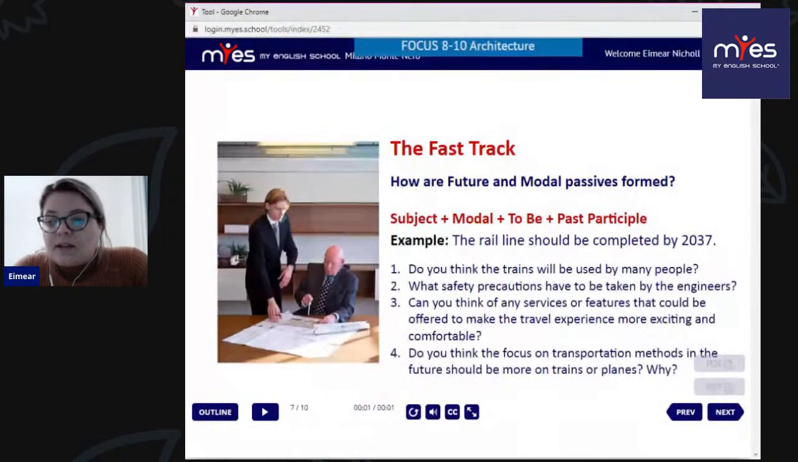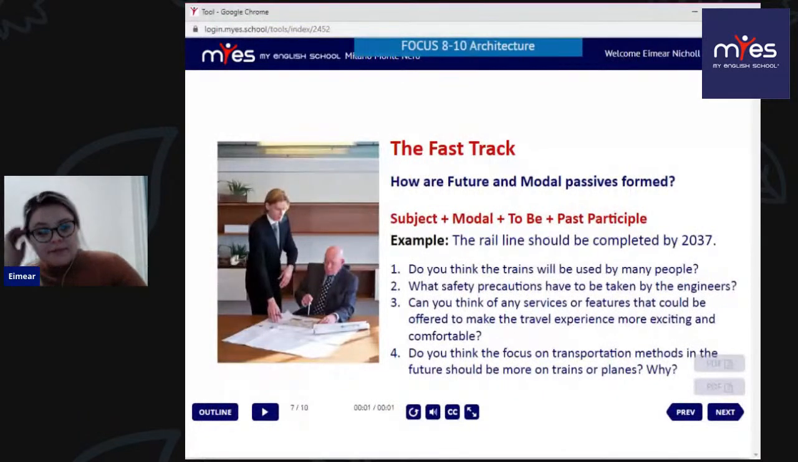Let's see some examples. Do you think the trains will be used by many people? What safety precautions have to be taken by the engineers? Can you think of any services or features that could be offered to make the travel experience more exciting and more comfortable? And do you think the focus on transportation methods in the future should be more on trains or planes? And why? So, can you answer these questions, put your answers in the chat. So, number one, do you think the trains will be used by many people?